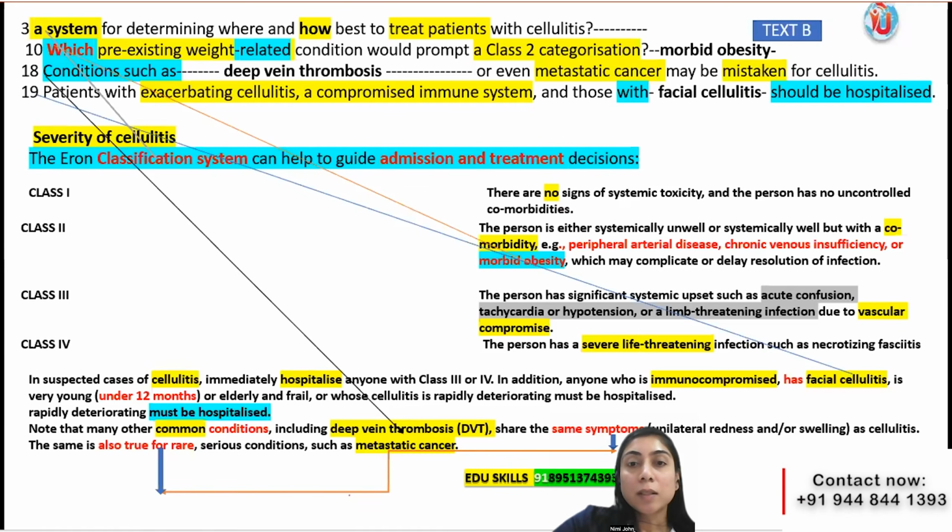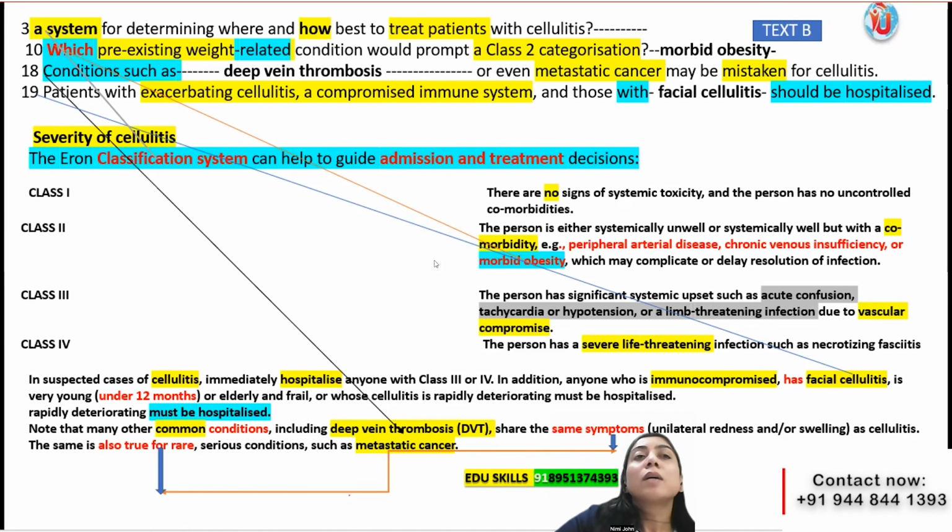Okay, then question number 18. Conditions such as dash or even metastatic cancer may be mistaken for cellulitis. Sorry to interrupt, ma'am. Ma'am, how will we know which text to go to? How can we locate it, ma'am, by reading this question 18? By reading this question, I was not able to locate which text, first of all.